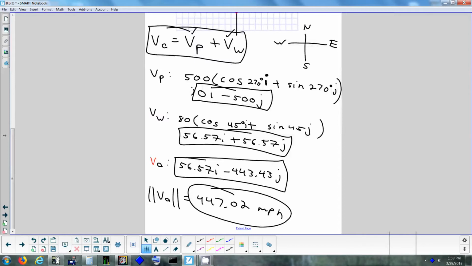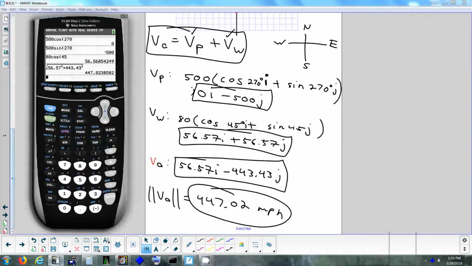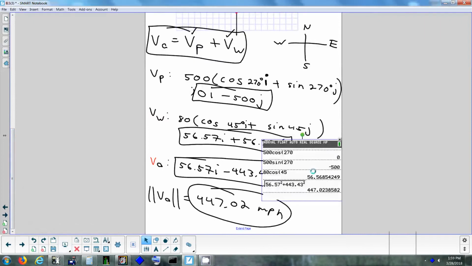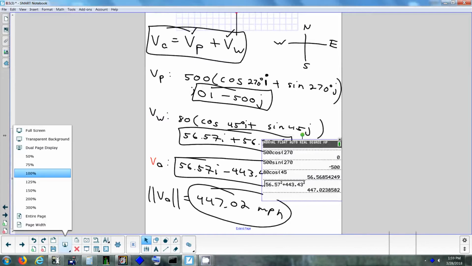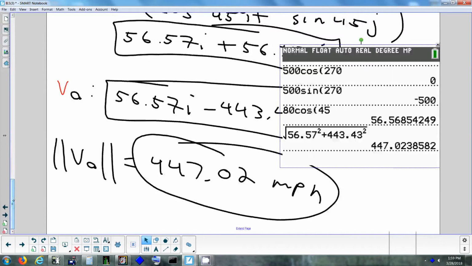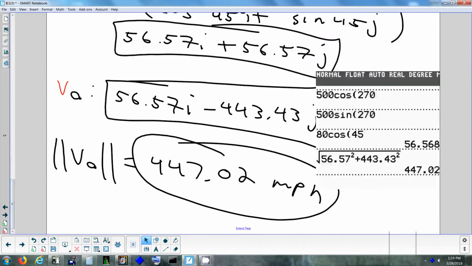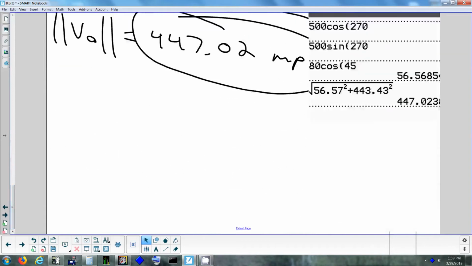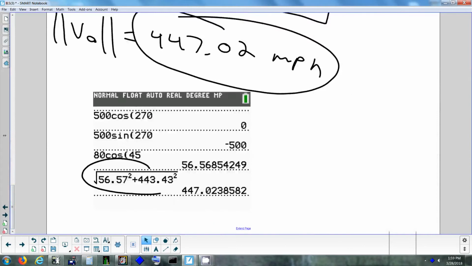So what did you do with all of them, to get the miles per hour? I plugged everything into that formula, the square root of 56.57 squared plus 443 squared. Oh, that's the formula for the magnitude. Any other questions?